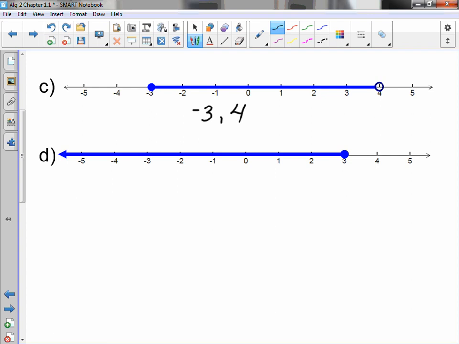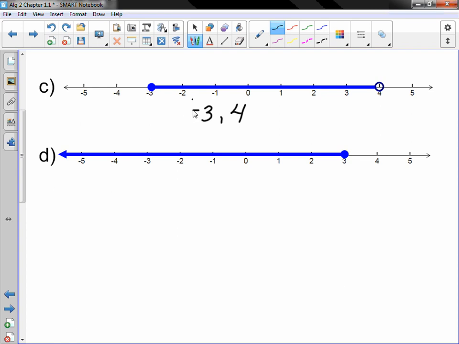-3 and 4. So it's not quite at -4. It's hard to see on the paper. I'm going to make sure they're a little bit bigger on the next one. So it's between -3 and 4. And we would have both brackets, parentheses. What are we going to put?